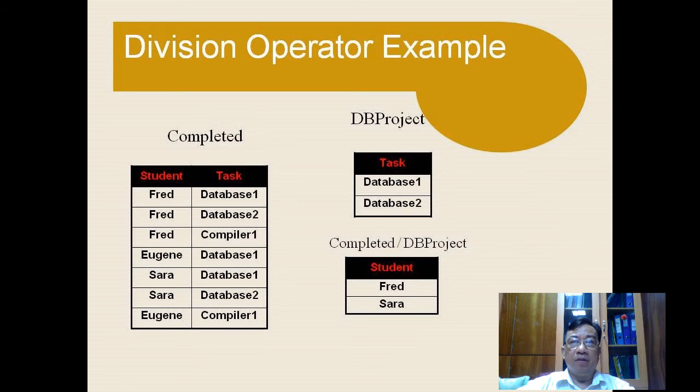And this is an example of division operator. You have a completed relation, you have a DB project relation, and you want to divide completed relation divide DB project. In this case, you want to know the student who participate on the DB project. And you see the result will be Fred and Sarah, because Fred and Sarah participate on project. You see Fred database 1 and Fred database 2 in completed relation. And you also see Sarah database 2 and Sarah database 1 in completed. So the result will contain Fred and Sarah.